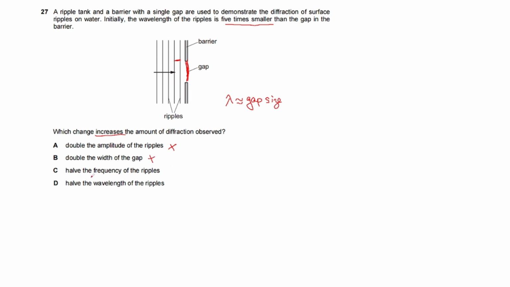Option C is half the frequency of the ripples. Okay, if you are decreasing the frequency, that will increase the wavelength. So as you are increasing the wavelength, it might be equal to the gap size. It will be almost the same. So you can halve the frequency. And option D is half the wavelength of ripples. It is again making these two not the same. Okay, so option C is the correct answer for this question.